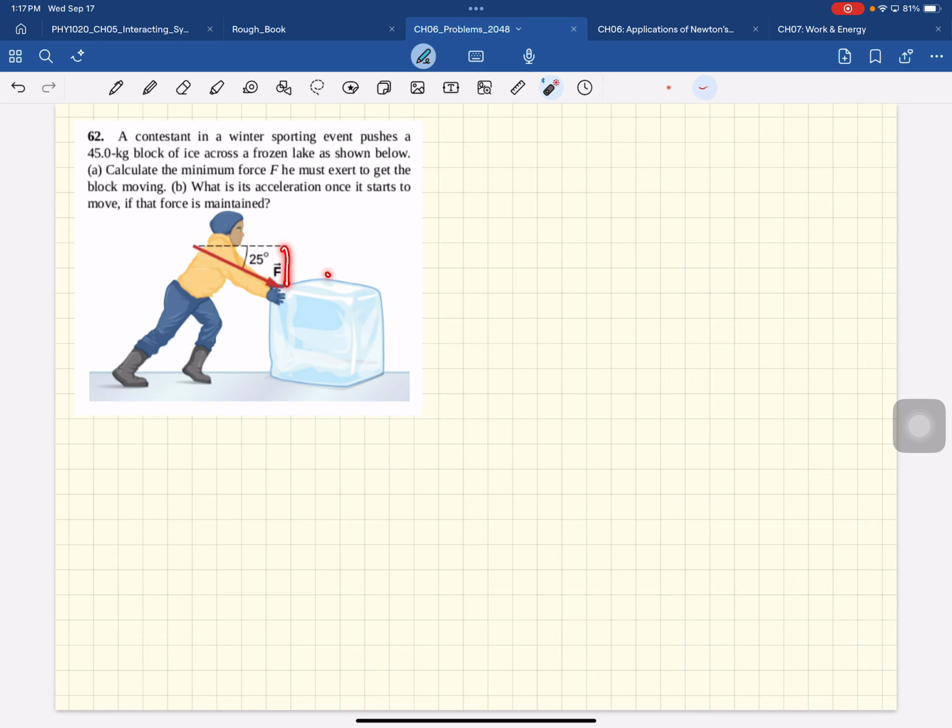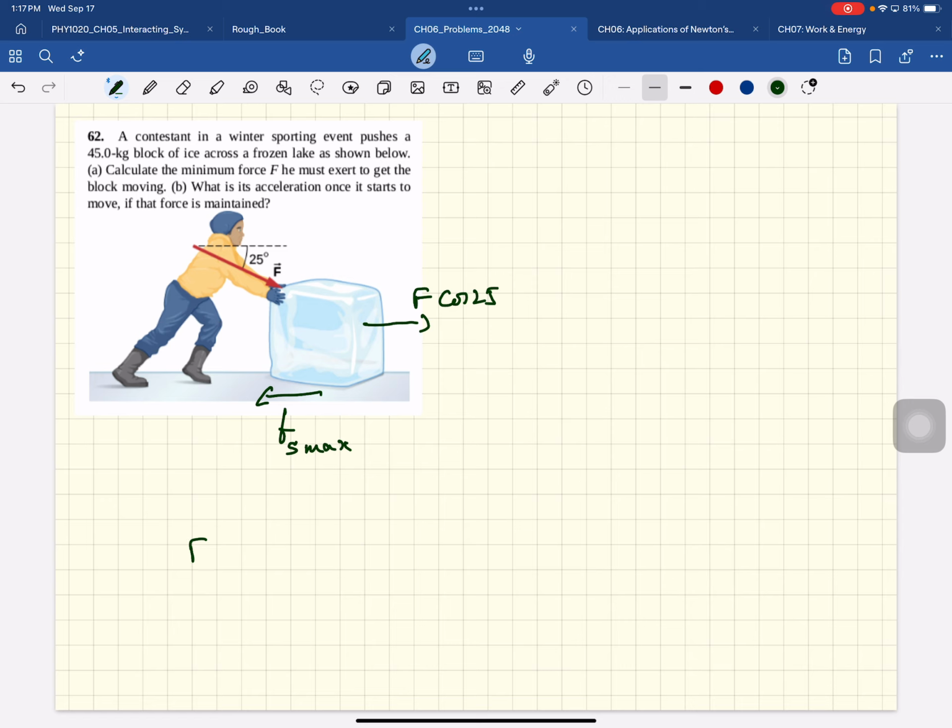The vertical component just pushes the block down. It doesn't move the block. It makes friction greater. The x component of the force, what is pushing in the horizontal direction, is F cosine 25. And when do you get the block moving? Okay, so this is the maximum static friction force.